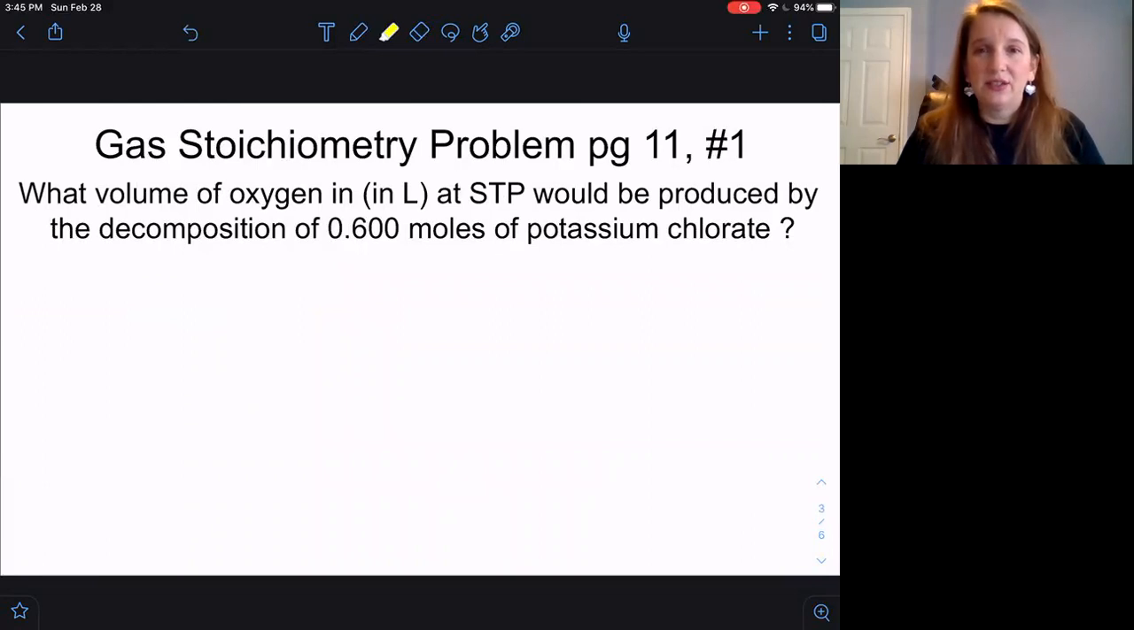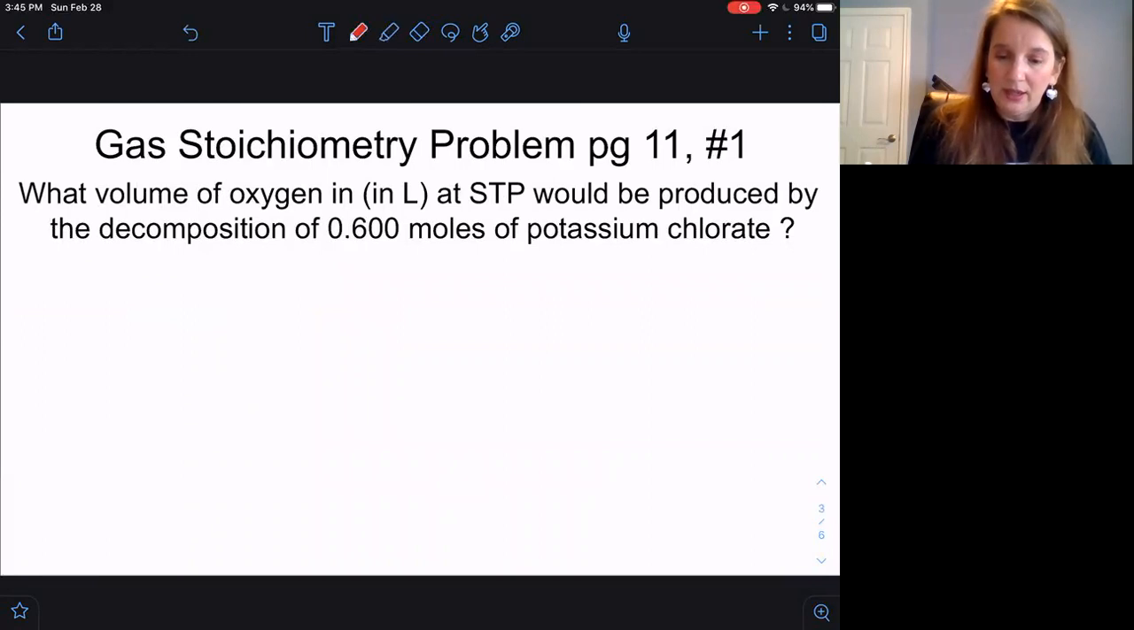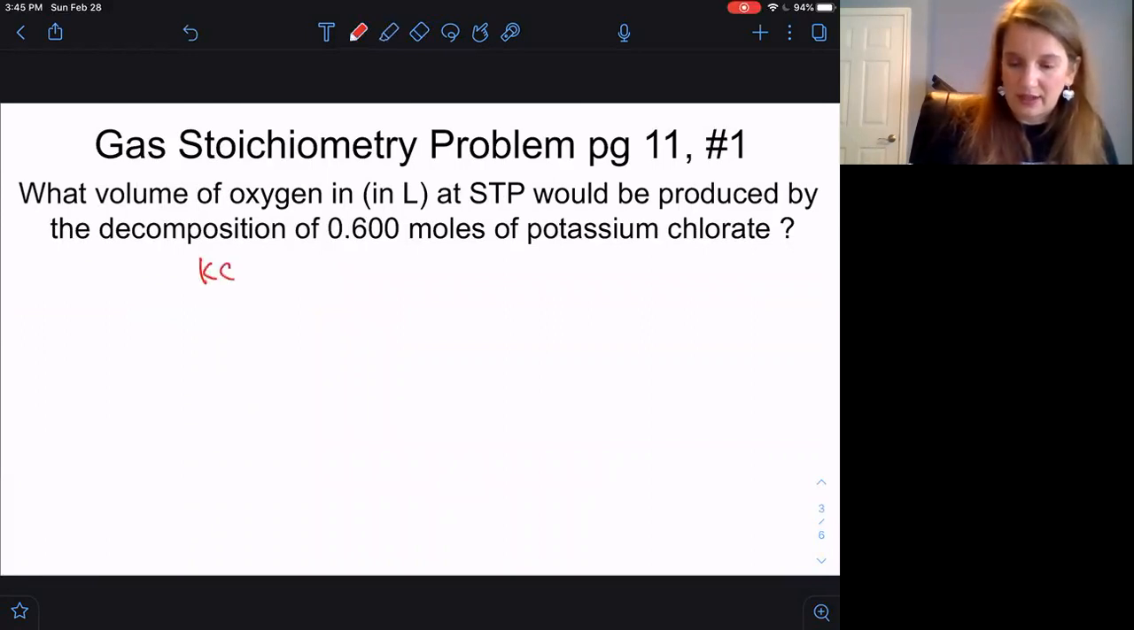In this case, it tells us that we're trying to find the volume of oxygen at STP that's produced by the decomposition of 0.600 moles of potassium chlorate. So let's go ahead and write our reaction first. I think this is already in your packet, but I'll just pop it up here. I forgot this solid over here. All right, and let's go ahead and balance this.